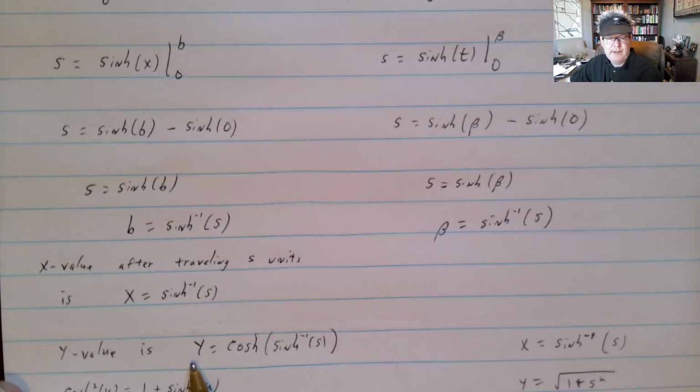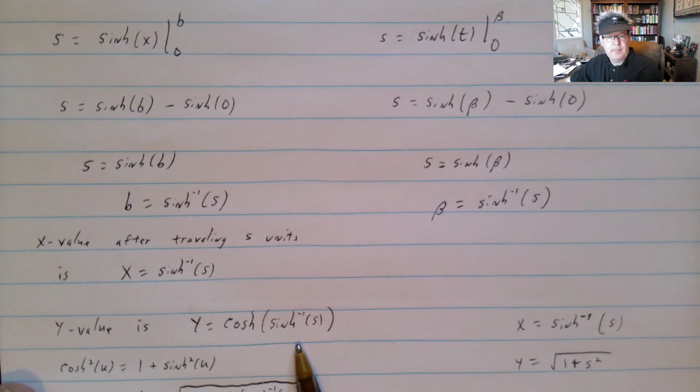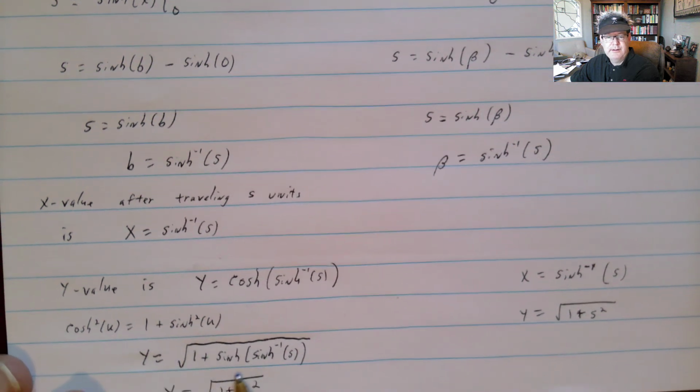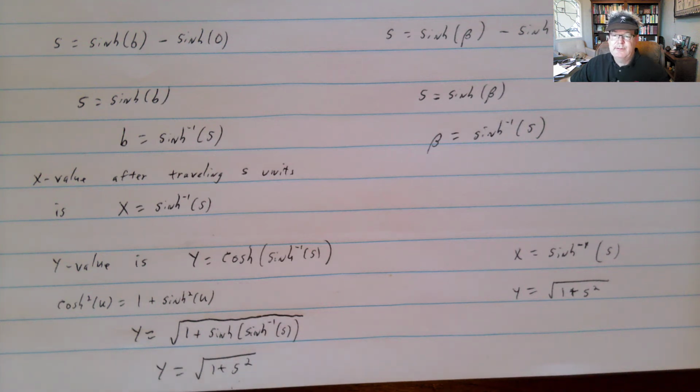And then if you want to find the y value, it's hyperbolic cosine of x, but there's this identity. So if I replace cosh with the square root of 1 plus sinh squared, then the sinh of x is now just s. So that's how you parameterize it right here.